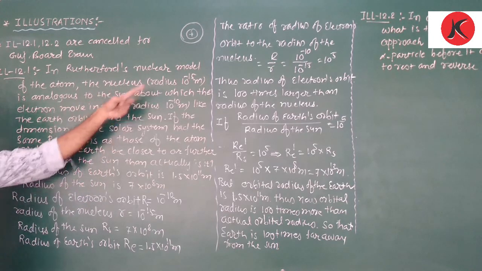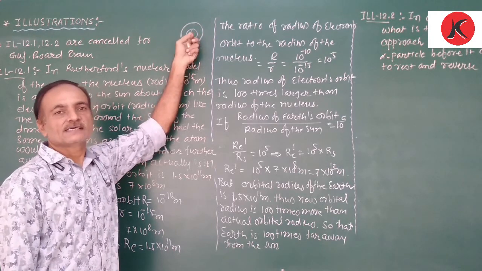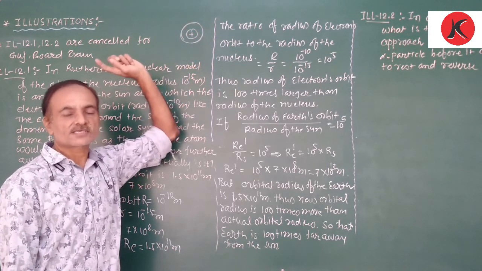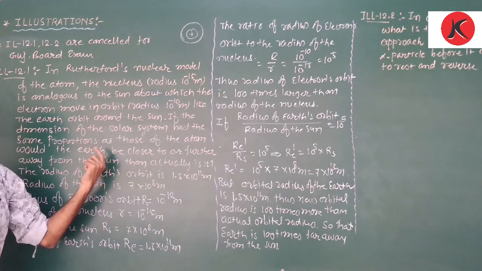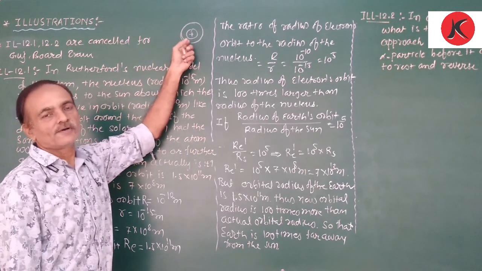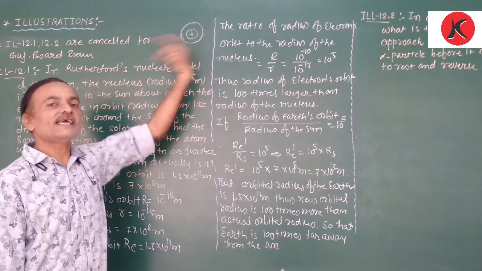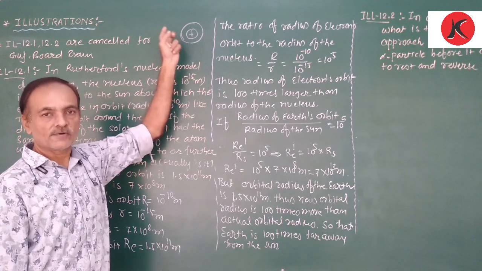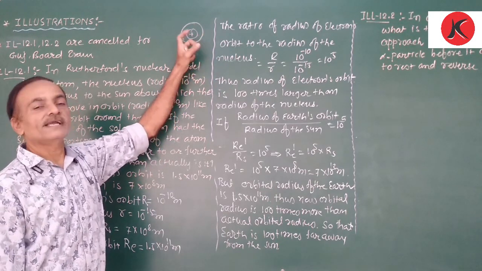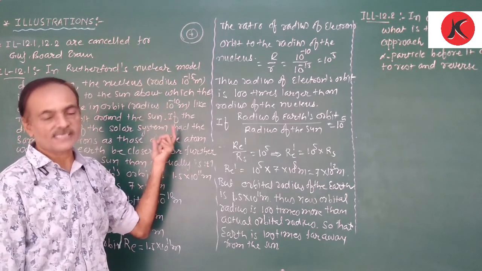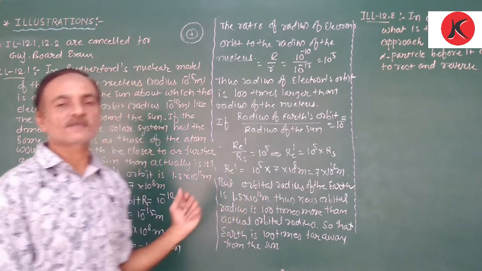Here we consider the electron is revolved around the nucleus same as the Earth is revolved around the Sun. The property of both cases are the same. That means the ratio of orbital radius of the electron to the radius of the nucleus is the same as the ratio of the radius of orbit of Earth around the Sun to the radius of the Sun. So what is the distance of the Earth from the Sun?